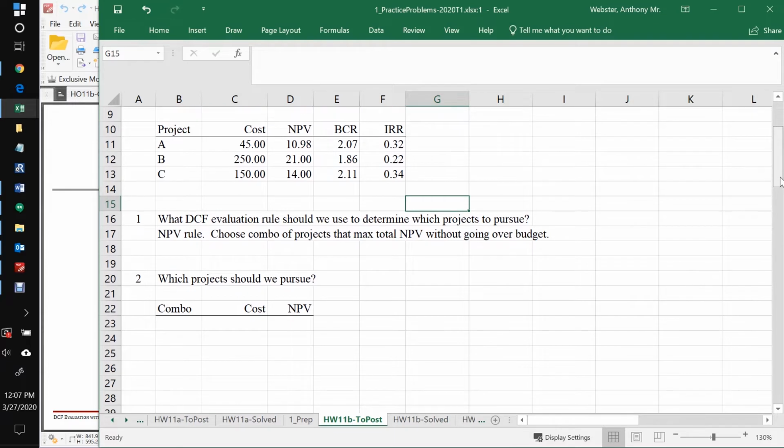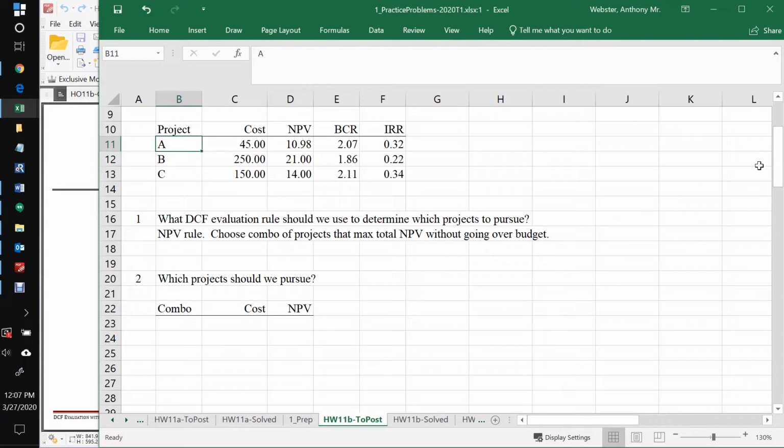And number two, now we're getting down to the nitty-gritty here. Which project should we pursue? Okay, and in lieu of using a linear optimization model, which is beyond the scope of this course, there's really only one way to do this. This is to look at the projects, think about what combinations are plausible, and for each of these plausible combinations, write down the total cost and the NPV. So let's look up here.